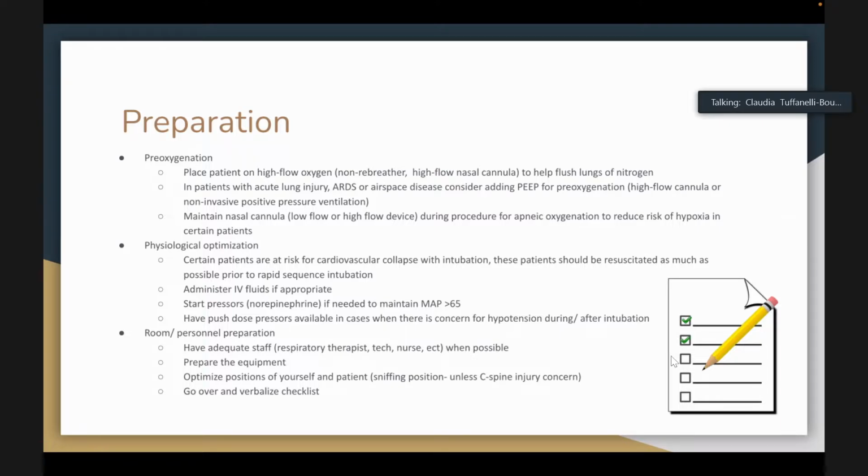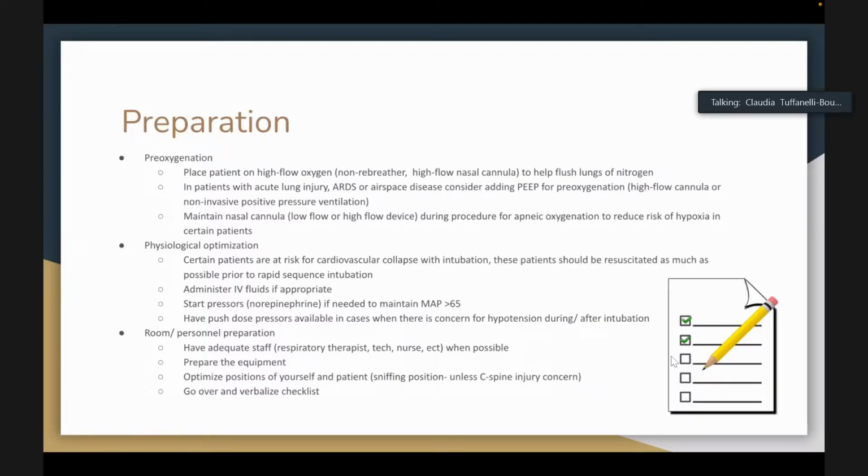The next part of the preparation is just making sure that your patient is physiologically optimized. Intubation in and of itself is a lot of stress on the patient. And then the medications we give can cause hypotension. So if your patient is in shock or has another thing that is leading to low blood pressure, make sure you try to get that blood pressure up and do as much as you can before you have to intubate the patient, to prevent the patient from arresting during or right after intubation. So making sure that they get the fluids they need, that they are on pressors if they need to be, and having those things available to them.